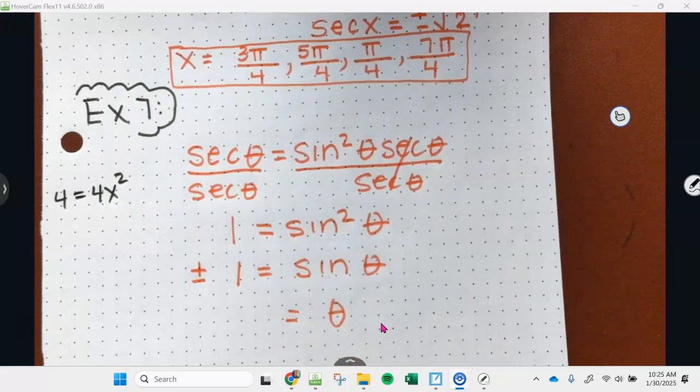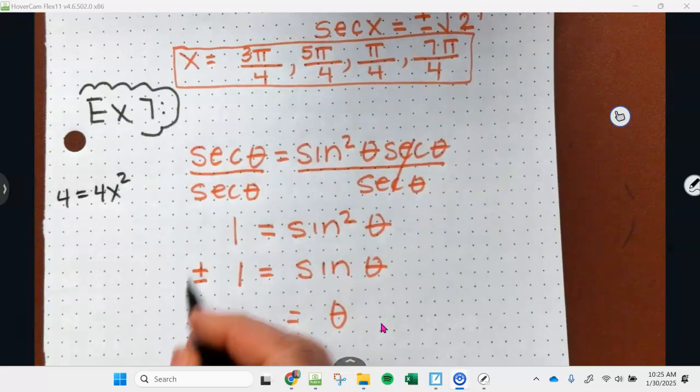What does theta equal? Just the top and the bottom. Yep, that's right. It's pi over 2 and 3 pi over 2. Great job.